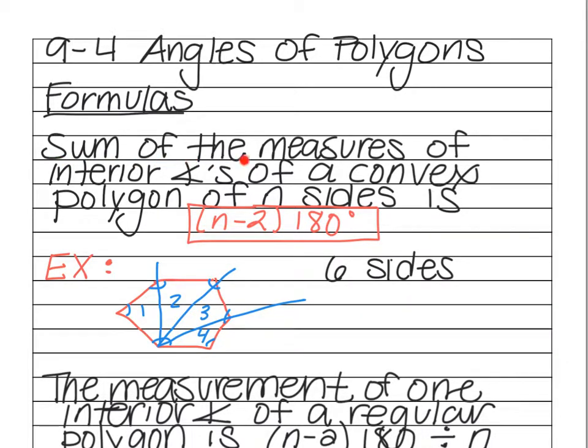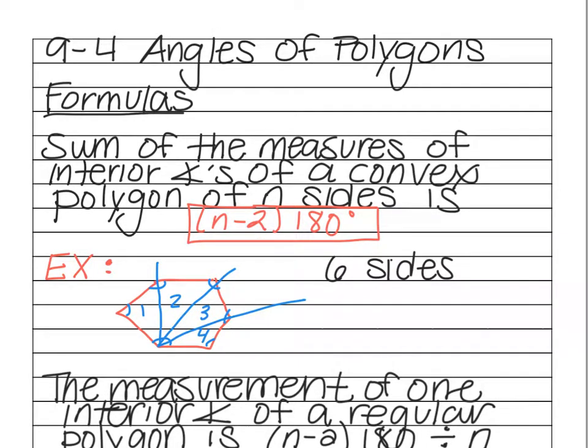So let's read this right here. Formulas. The sum of the measures of the interior angles of a convex polygon, where n means the number of sides, is this formula right here. And that formula is n minus 2 times 180 degrees. For example, here we have a 6-sided polygon, and if you notice, I have cut this 6-sided polygon into 4 different triangles. And this is how we got this formula. This is where it stems from.